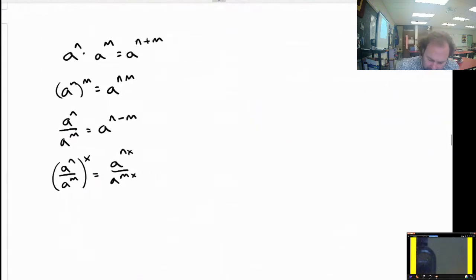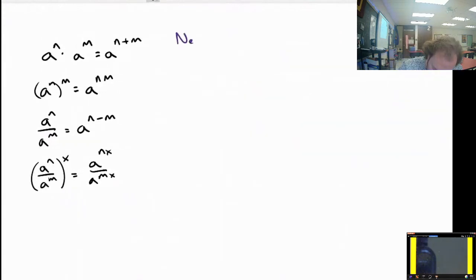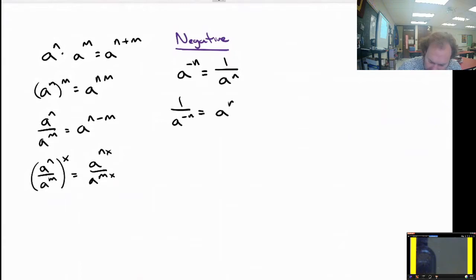Let's talk about negative exponents first. This is one that takes students a lot of time to handle, and it takes a little practice. Once you get it, it's really simple. We can talk about why it works too. A to the negative nth power is the same as 1 over a to the nth power. And I think what's important to note is that 1 over a to the negative nth is also equal to a to the positive nth.